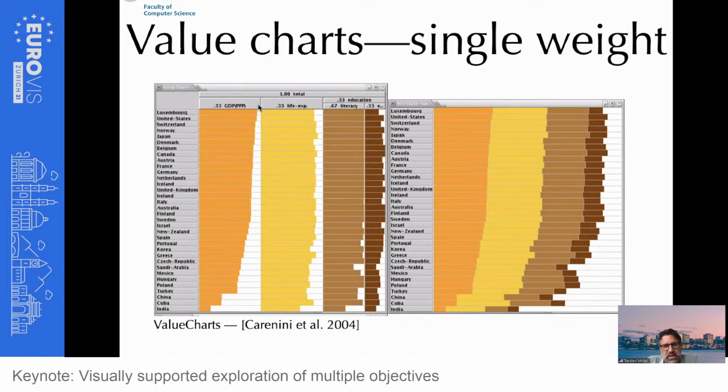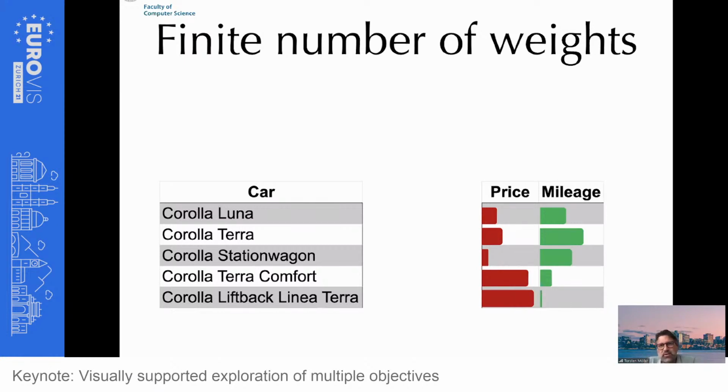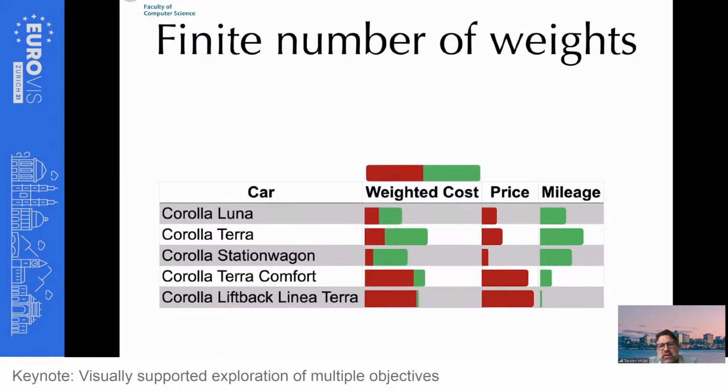Now, if you set a particular weight here, you can then add these different aspects together. You can now sort them, and you get a particular ranking out of these different countries. This idea was taken further. Before I go there, let me just take up this example on the cars here. So you want to buy a car, different types of Corollas, Luna, Terra, station wagon, and so on. You evaluate price and mileage, and you weigh those objectives, price and mileage, 50-50. You come up with a particular weighting.